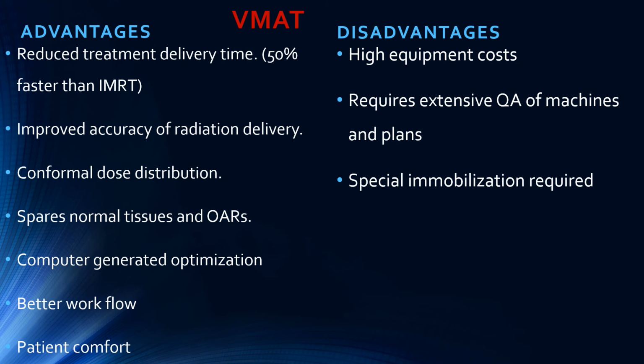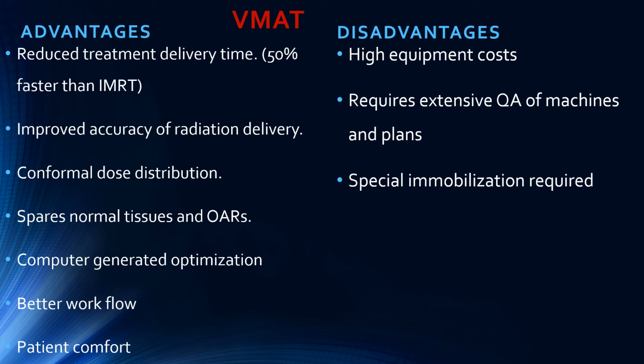Now, as we know, each treatment technique has its advantages and disadvantages. As for VMAT, its first advantage is that it reduces treatment delivery time because it is 50% faster than IMRT. It improves the accuracy of radiation therapy. It ensures conformal dose distribution. It can spare the normal tissues and organs at risk. It is computer-generated optimization, which is a modern technique. It ensures better workflow, meaning it allows doctors to take more patients on the same machine in a day, and it helps with patient comfort.